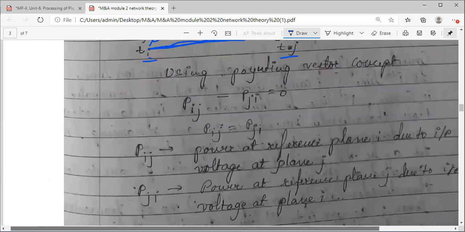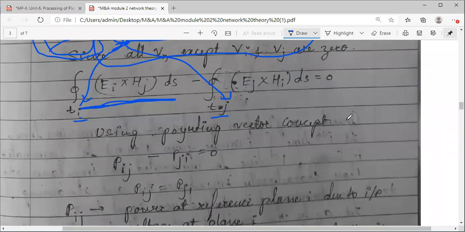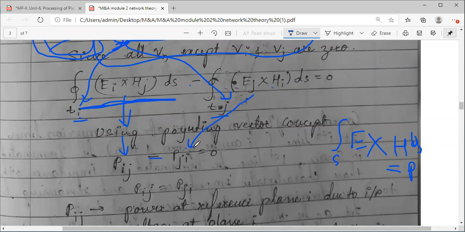Somewhere I have written, okay, I forgot this, I guess. So what does the Poynting theorem say? The cross product of these fields, E cross H, is equal to the power. This is your surface integral dS. According to this, the first term is nothing but Pij, minus the second term Pji, which according to the Poynting theorem is equal to 0, or Pij is equal to Pji. So this is what we have done.